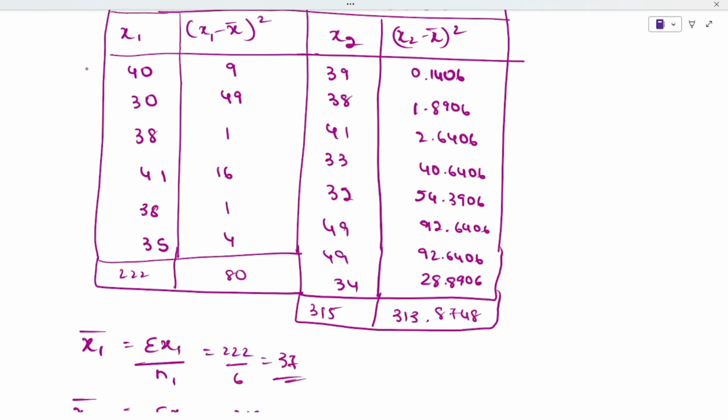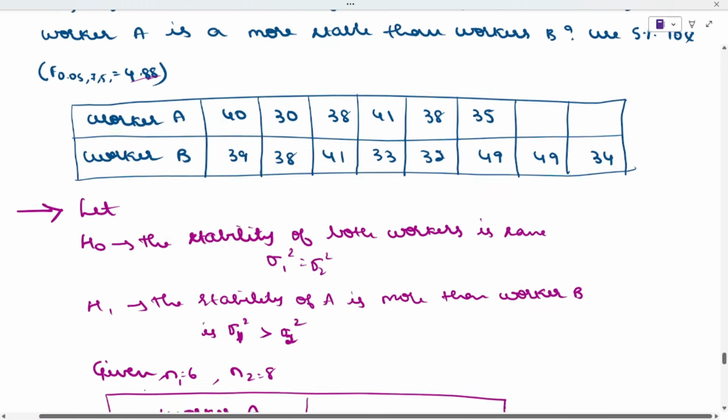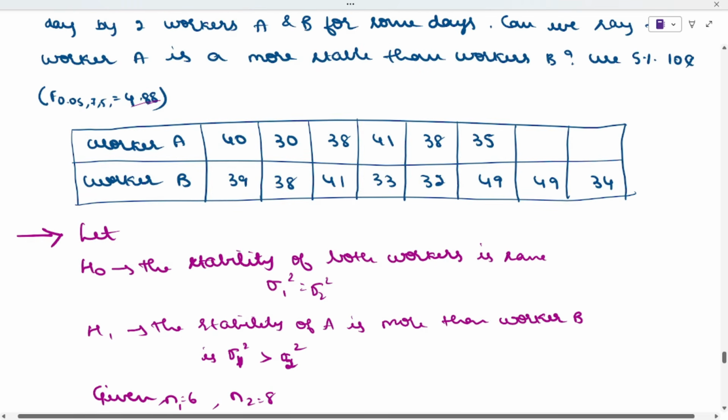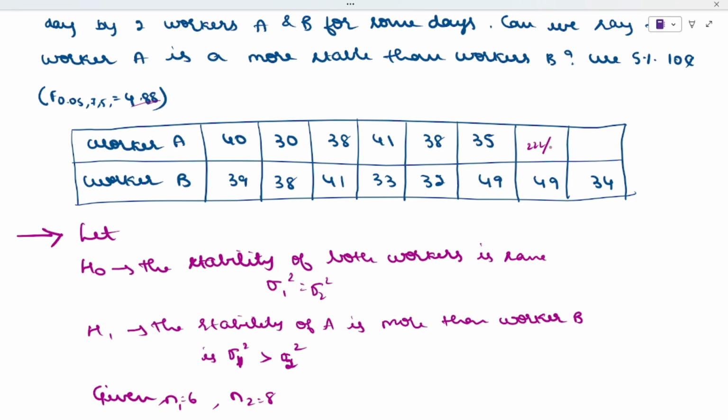See, I hope you didn't get it. X1 minus X bar they have given. They have not mentioned this X bar, you just add these values. That is 40 plus 30 will give you 70. You do it in the calci. 40, 30, 38, 41, 38 and 35. You will get it as 222 divided by 6, right? They have given, yeah, 6. 222 divided by 6, if you do, you will get it as 37.